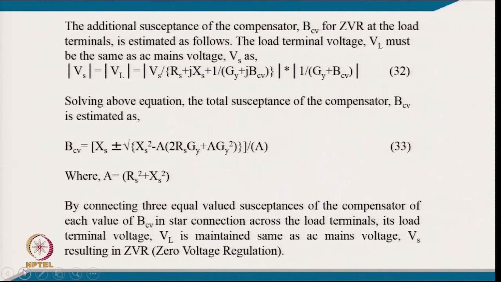So, the load terminal voltage VL must be the same as the AC voltage, which we already did in single phase, Vs equal to magnitude VL, and we can find out this VL in terms of Vs and the parameters of the compensator, the load and the line. Solving the above equation, the susceptance can be found out in the same manner as we did: Xs plus minus under root Xs square minus A bracket 2 Rs GY plus A GY square, and then divide by A, where A is nothing but the magnitude of the impedance of the source, Rs square plus Xs square. So, by connecting 3 phase equal value susceptances of the compensator, each of value BCV, in star connection across the load terminal, its terminal voltage VL is maintained the same as the AC mains voltage Vs, resulting in zero voltage regulation.